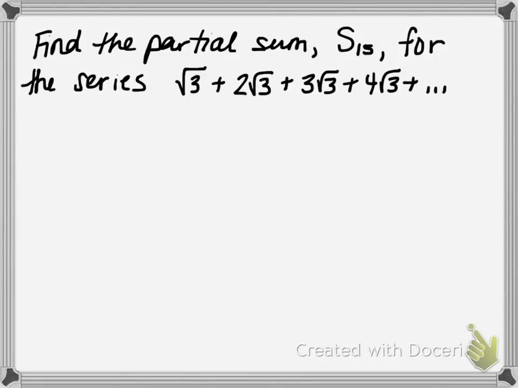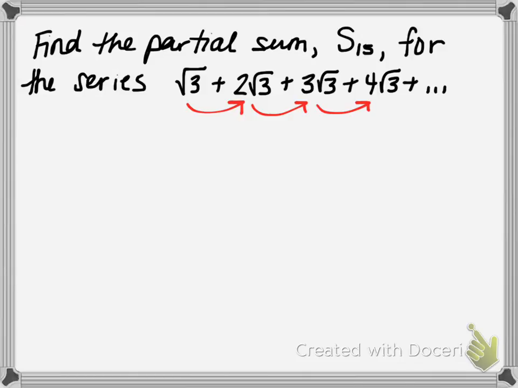We want to find the partial sum s sub 15 for this series: square root of 3 plus 2 square root of 3 plus 3 square root of 3, and on. So first we need to determine what the pattern is. How do we get from term to term in this particular series?